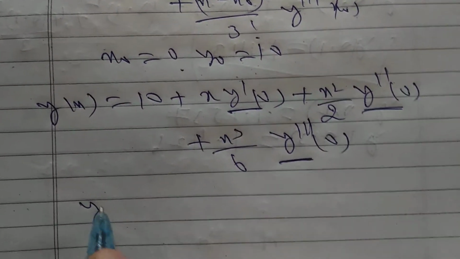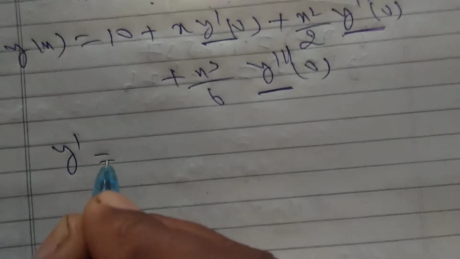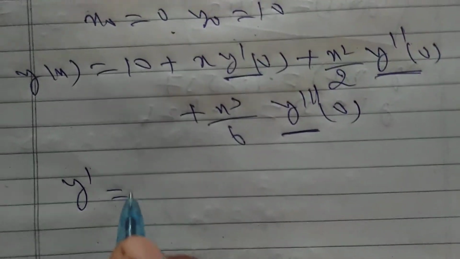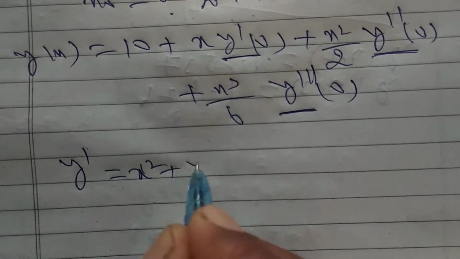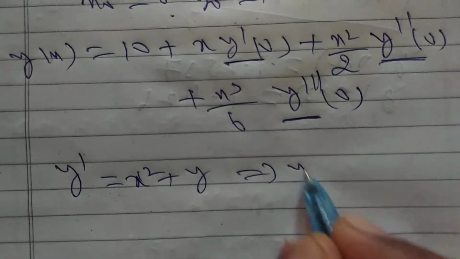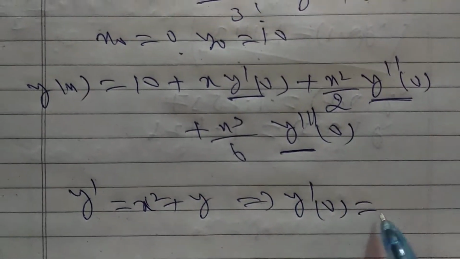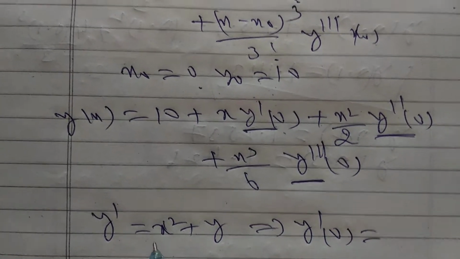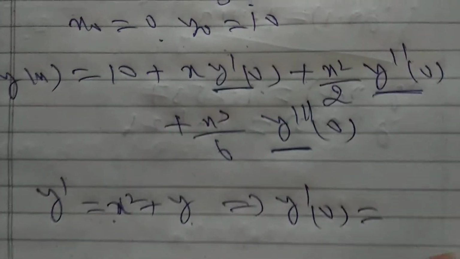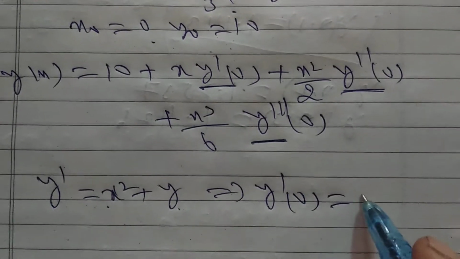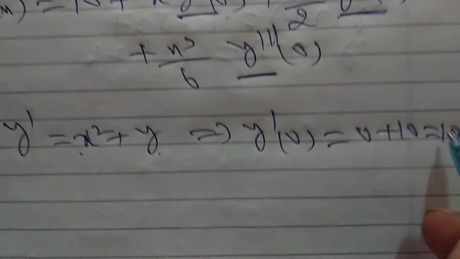So now we have to find out y dash of 0. What is y dash? Given equation, y dash is equal to x square plus y. So y dash of 0 means x is equal to x naught, y is equal to y naught. So x naught is 0 and y naught is 10. So that is equal to 10.